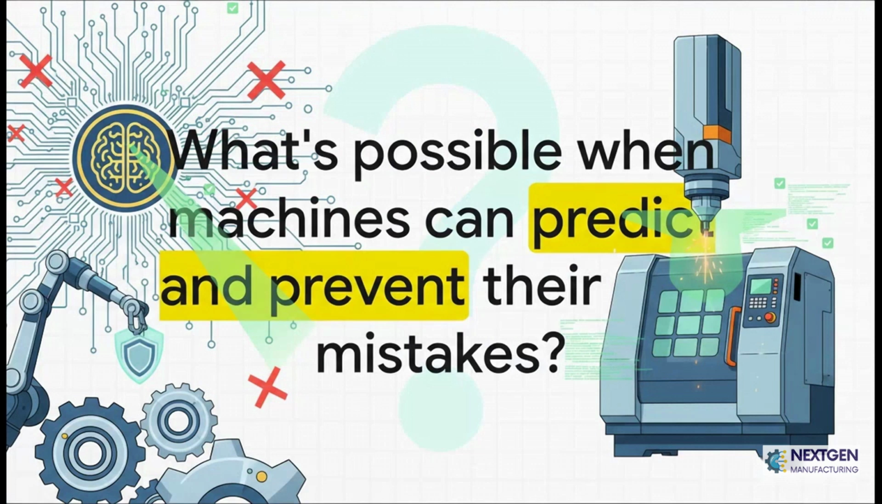So this brings us to a really fascinating question. If machines can start to predict and even prevent their own mistakes, what does that actually mean for the future of making things? We're moving away from simple error detection and into this new world of real-time, intelligent error prevention. It completely changes the landscape, turning our machines from just tools into intelligent partners. It really makes you wonder, what comes next?